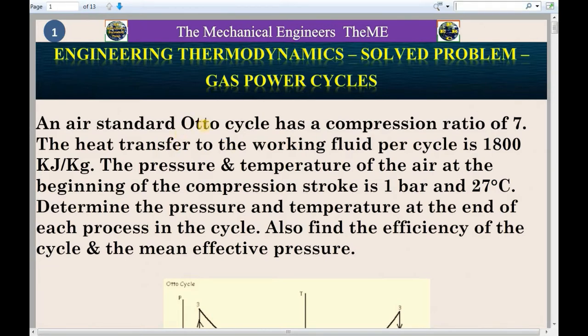Okay, so let's begin. First I will read the question. An air standard Otto cycle has a compression ratio of 7. The heat transfer to the working fluid per cycle is 1800 kilojoule per kg. The pressure and temperature of the air at the beginning of the compression stroke is 1 bar and 27 degrees Celsius. Determine the pressure and temperature at the end of each process in the cycle. Also find the efficiency of the cycle and the mean effective pressure.